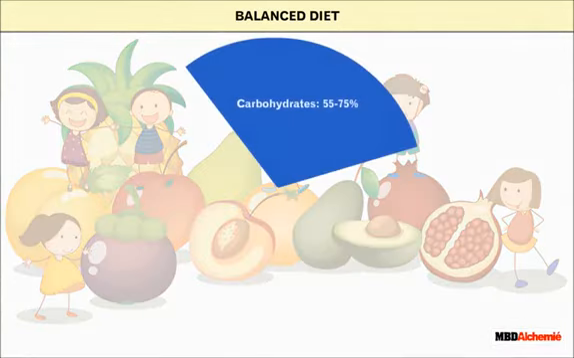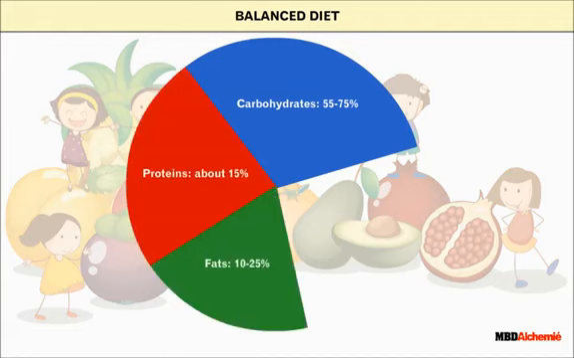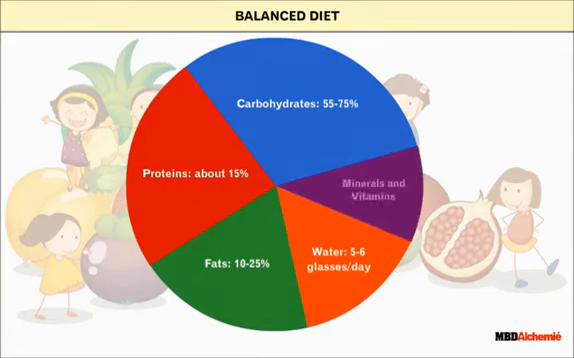Carbohydrates, about 55 to 75% of the diet. Proteins, about 15% of the diet. Fats, 10 to 25% of the diet. Water, 5 to 6 glasses per day. Minerals and vitamins, to be taken in small amounts.